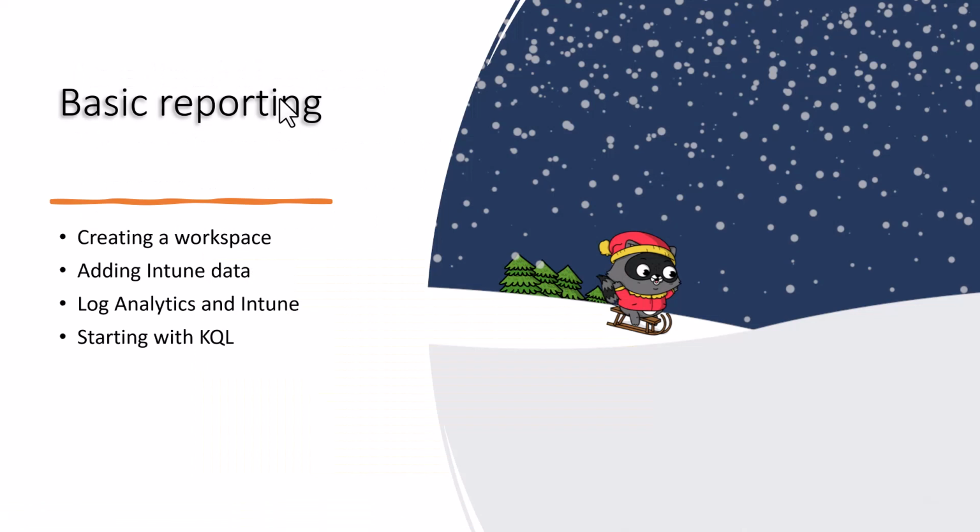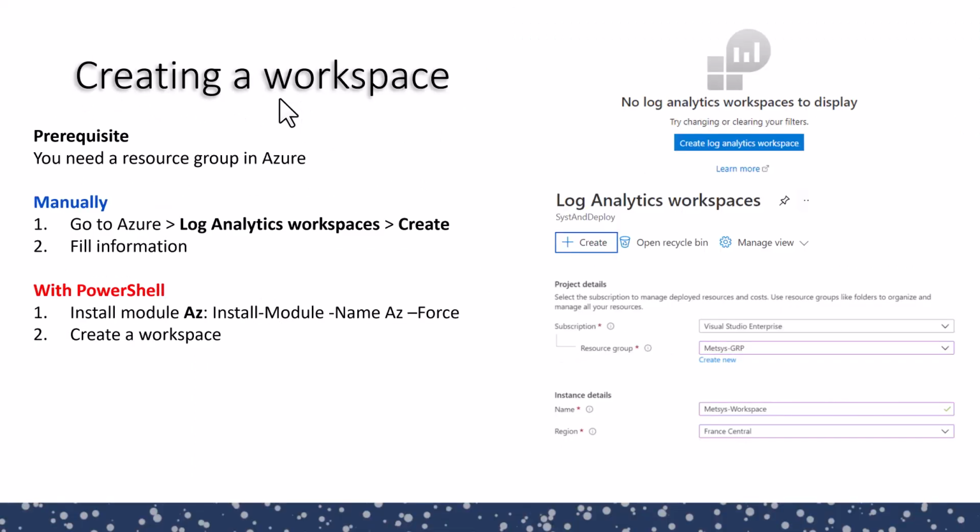So let's see the basic reporting you can do with Log Analytics. First step is to create a workspace. A workspace, as mentioned before, is the part that will gather all your data. When you first start with Log Analytics, there is no workspace. As mentioned in the picture, you need to create a Log Analytics workspace. You can do this from the Azure portal, by going to Log Analytics Workspace and clicking on Create.